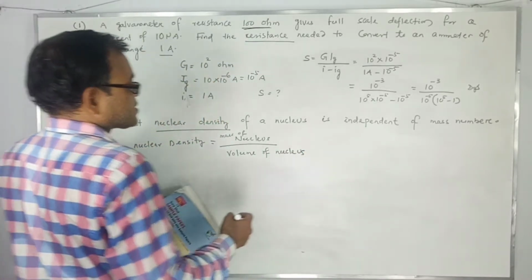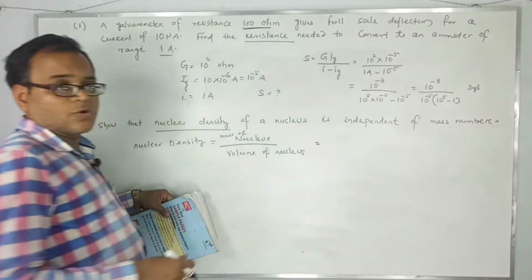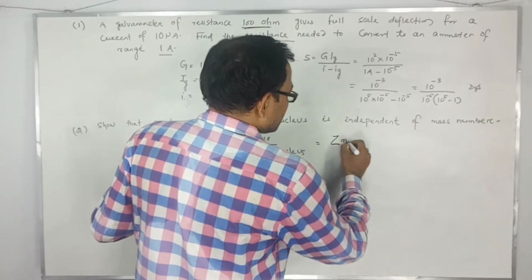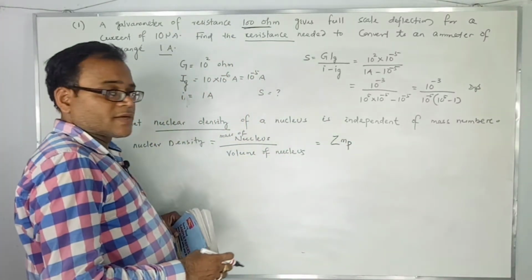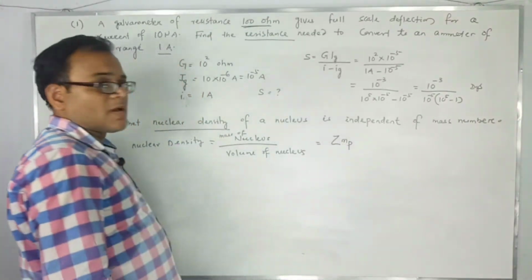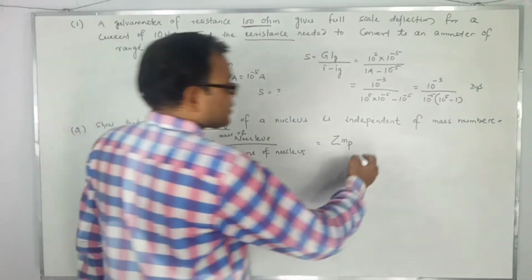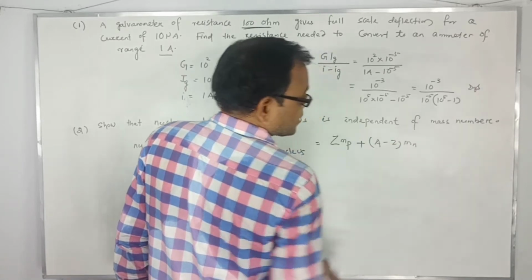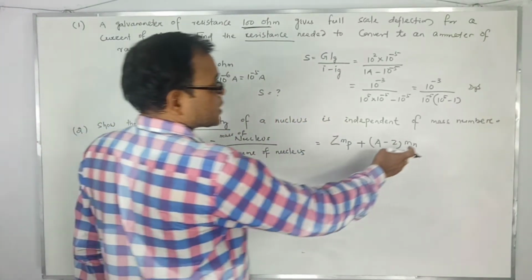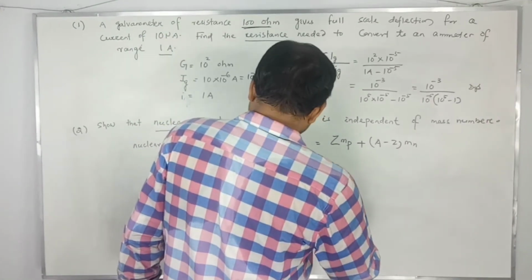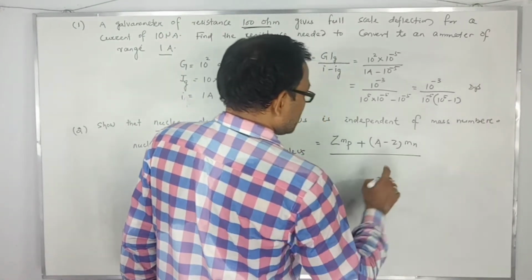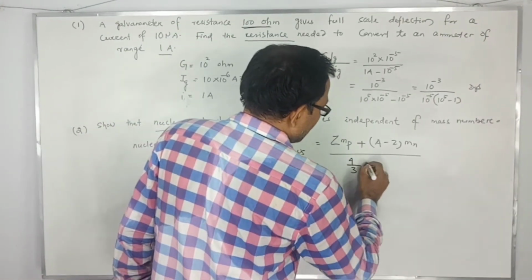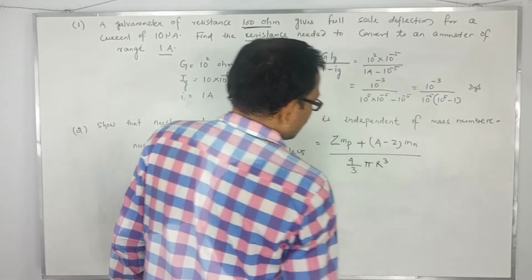What is the mass of nucleus? Nucleus contains proton as well as neutron. The number of protons in a nucleus is taken to be Z, which is atomic number, Z into mass of proton. Similarly, there are A minus Z number of neutrons, with mass Mn, mass of neutron, 1 neutron is taken to be Mn. That is volume of the nucleus. Nucleus is spherical in shape, that's why its volume is 4 by 3 pi r cube, where r is the radius of the nucleus.